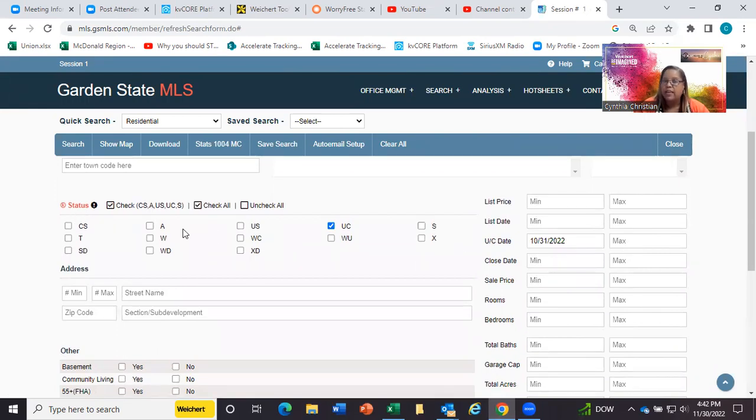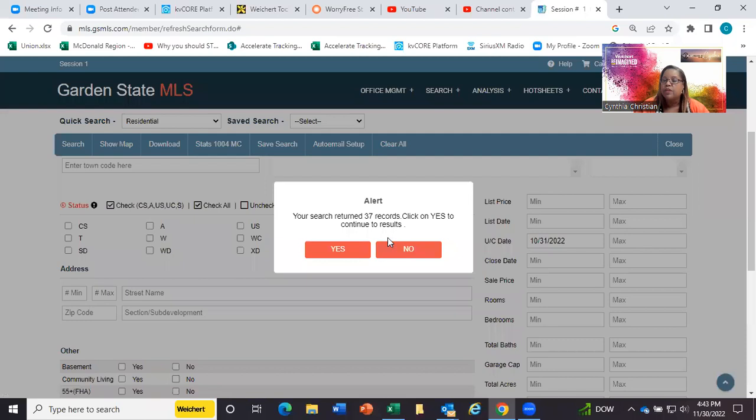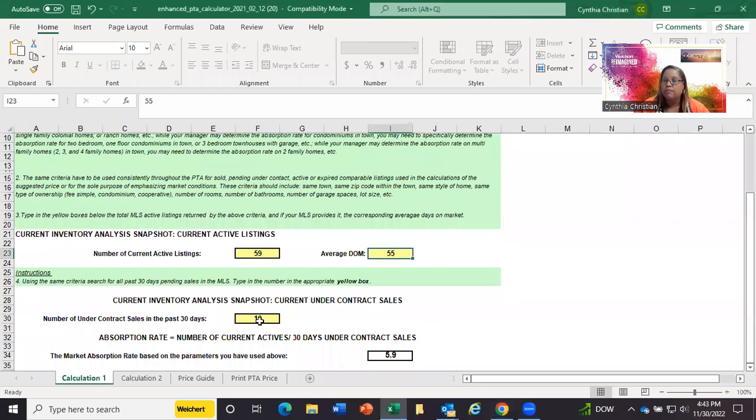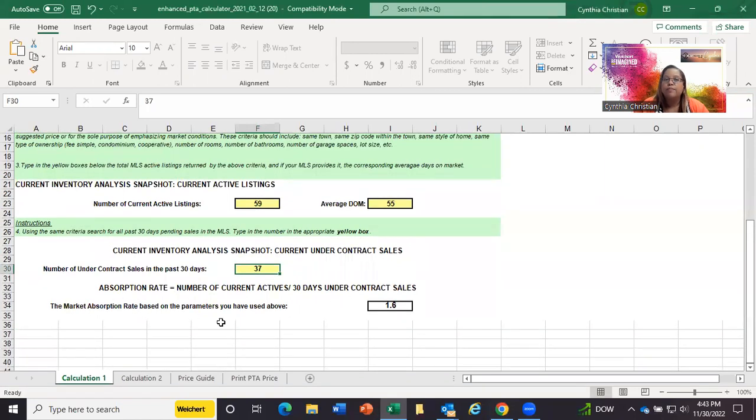So we went to status, we selected under contract, we went to UC date, under contract date, and we went back 30 days. So we're going to search. That's 37 properties went under contract in the last 30 days. So we're going to go back to our Excel, PTA. We're going to put 37. We're going to click out, just click anywhere. And you can see the absorption rate for Union is 1.6. Still a very, very strong seller's market.